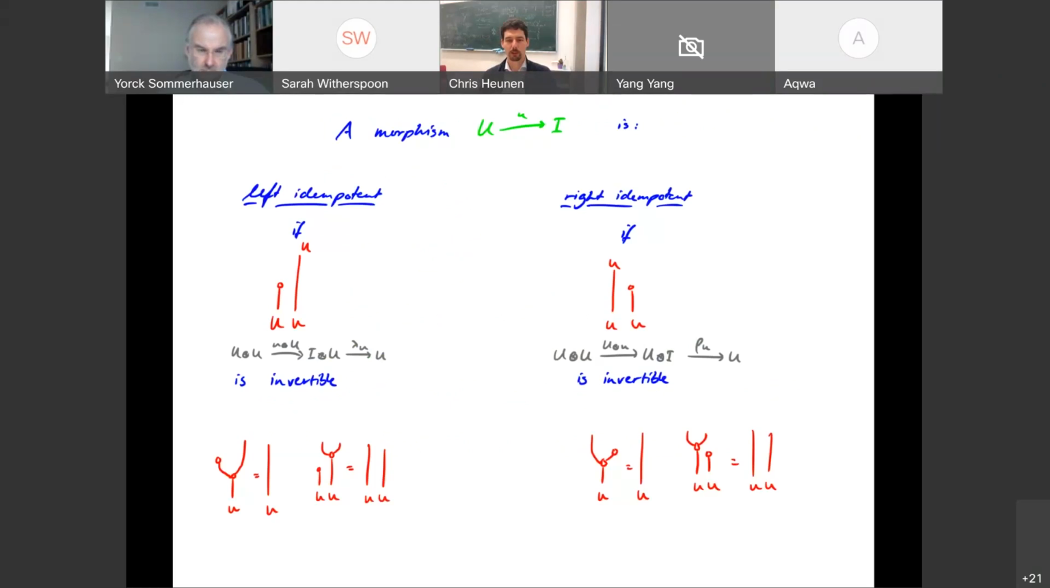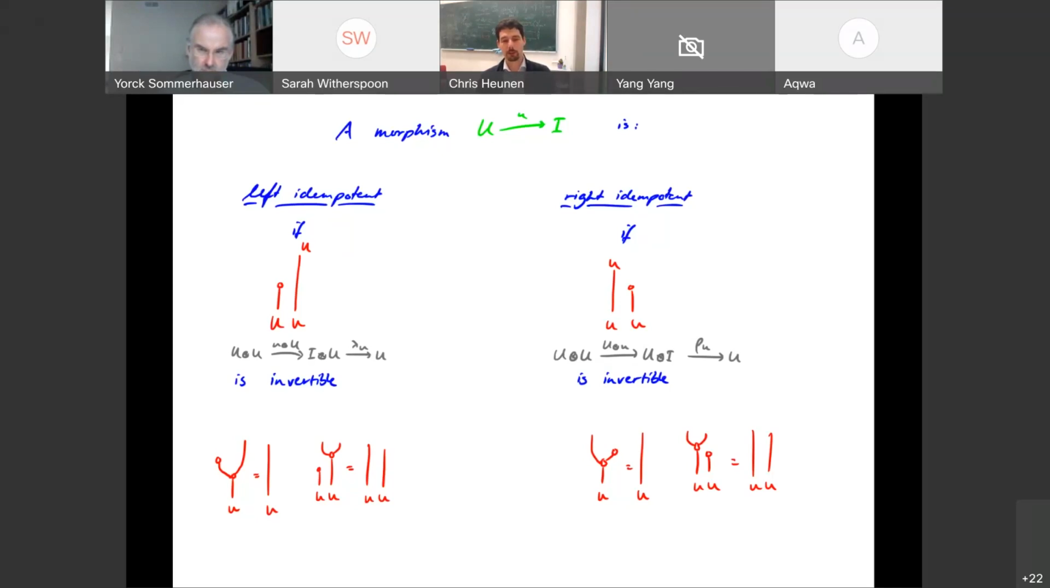I'm going to talk about one fixed morphism little u from big U into I, and we'll say that such a morphism is left idempotent if a certain canonical map is invertible. What's the canonical map? You start at the object U tensor with itself, you use the morphism little u on the left copy to get into the tensor unit tensored with the object U, and then I use the left unit to get rid of the tensor unit. So all in all, I have a map of the type that we talked about on the previous slide, from U tensor U to one copy of U.